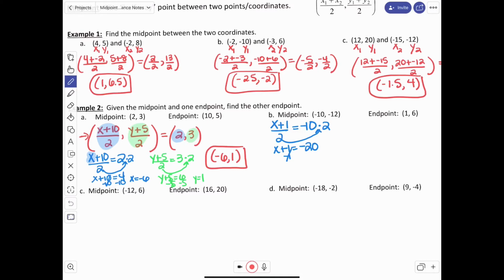We subtract 1. X equals negative 21. Then we'll do the same thing for the y's. Y plus 6 divided by 2 equals negative 12. It's going to be always set equal to the midpoint. Set it equal to the midpoint. So we'll move the 2.